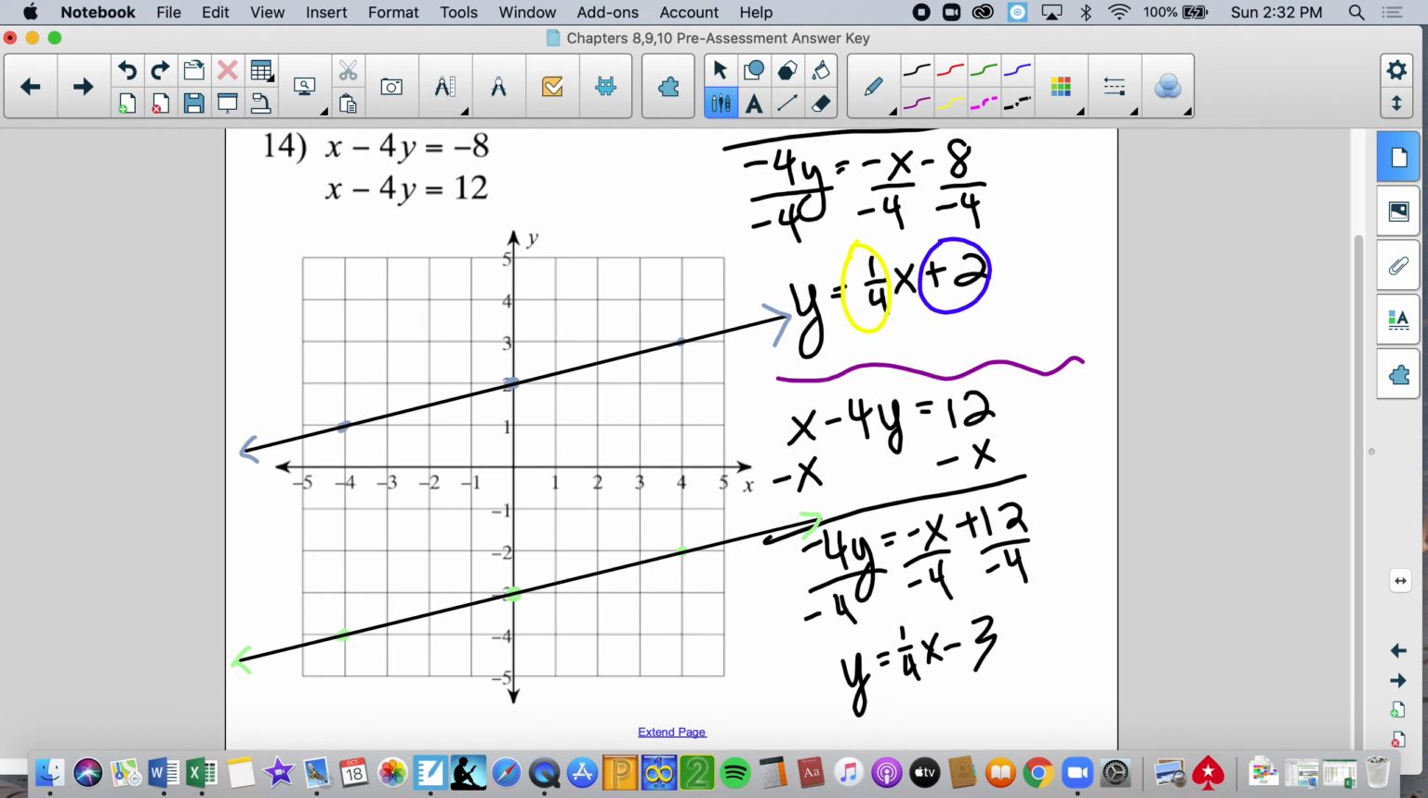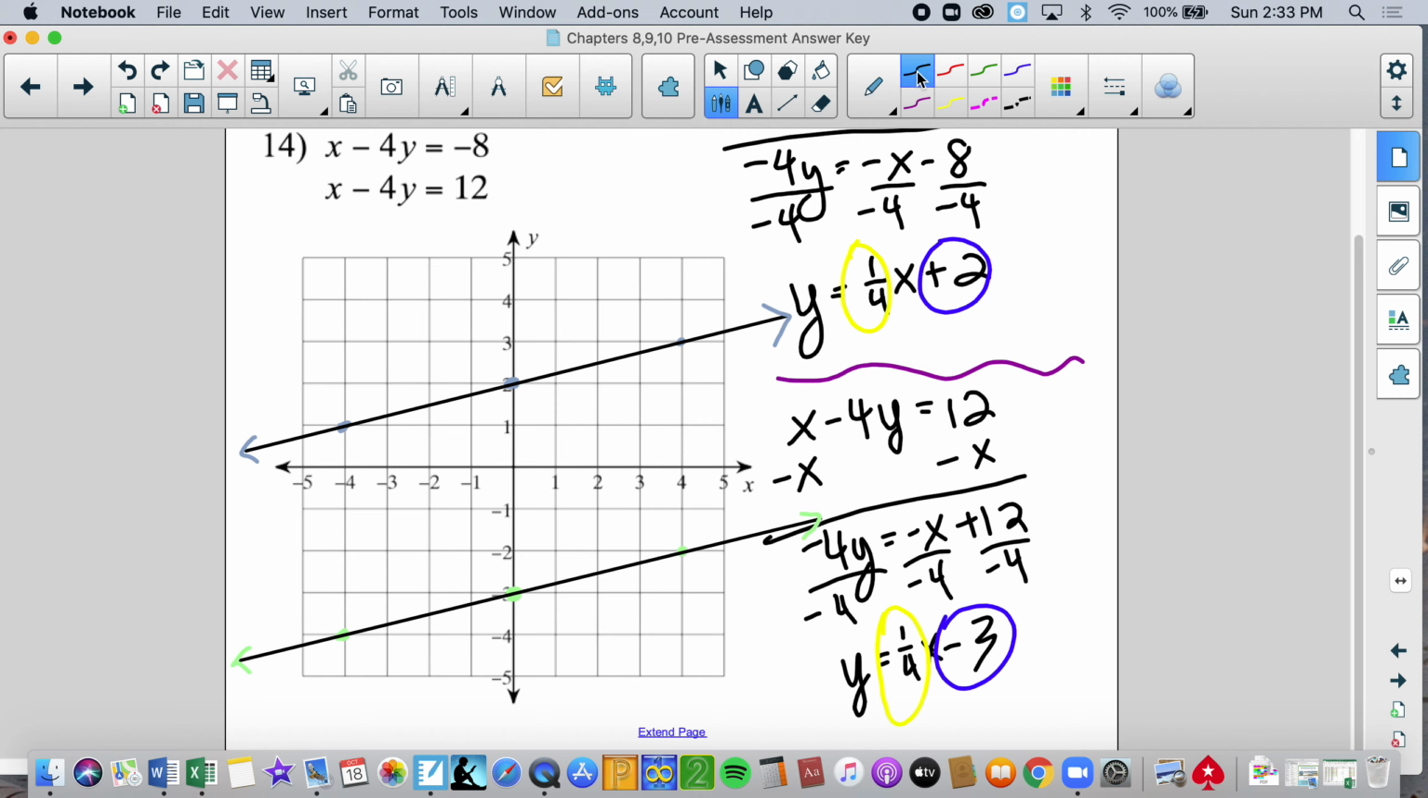How would we know if we had parallel lines? Well, parallel lines have the same slope and different y-intercepts. They have the same slope of 1/4, but different intercepts. So I know that these lines are parallel.